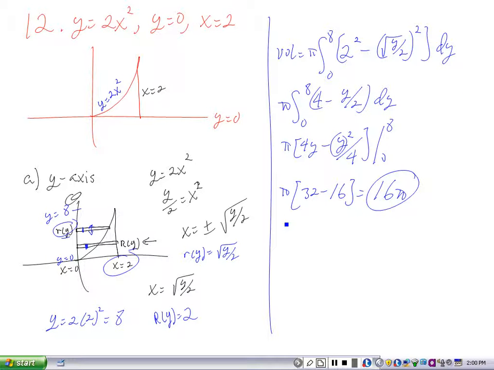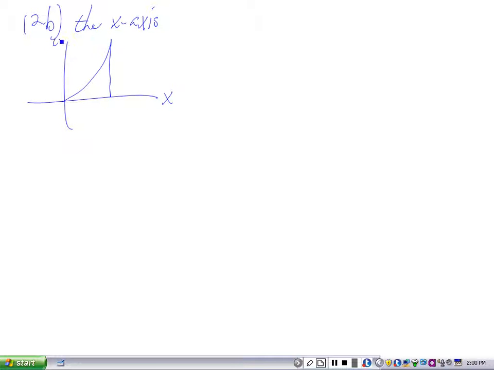Let's look at 12b. Here you want to rotate this guy about the x-axis. Well, let's look at that. We have this y-axis, and before it was given that x was equal to 2. So this is a 2, this is 0. Rotate this about the x-axis.